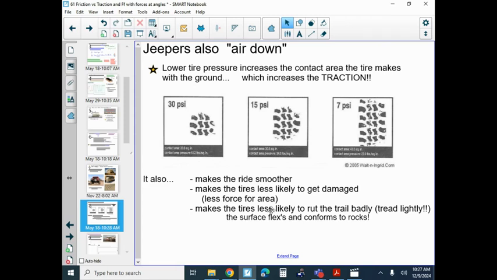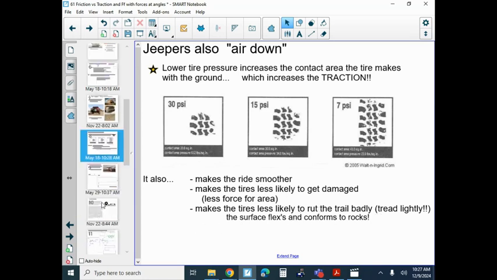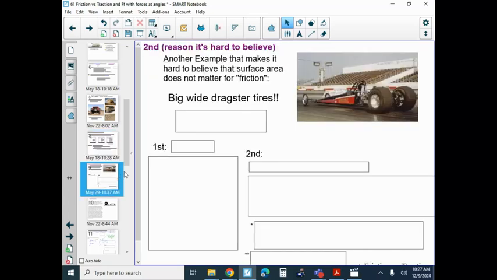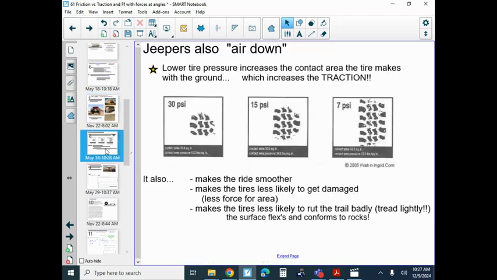It also makes the ride smoother and makes it less likely to damage your tires and makes it less bumpy and whatever, right? Oh, it makes it less likely to damage the trail too, so tread lightly. Anyways, other reasons. So this is certainly a big contributing factor.